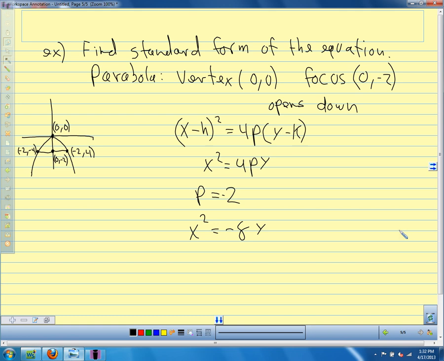So again, just to re-emphasize, P tells us how far I move from the vertex to get to the focus, or how far I move from the directrix to get to the vertex. That's what the P tells us in this equation. H and K tell us our vertex. The P tells us how far we're moving from the vertex to get to the focus.